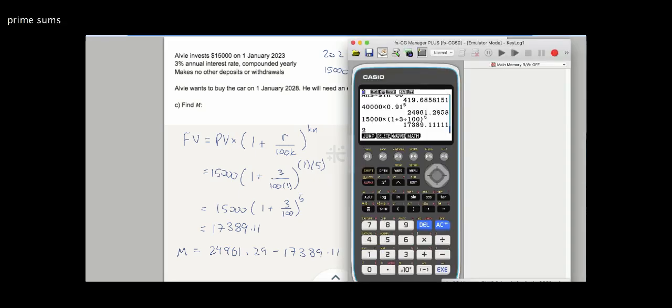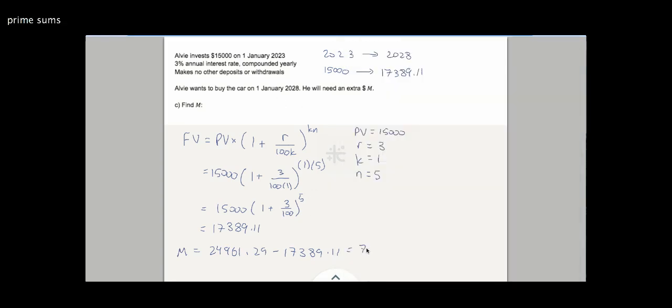24,961.29 minus 17,389.11. We get 7,572.18. So just rounding this to 3 significant figures, he needs 7,570 extra dollars to buy the car. So that's the answer to part C.